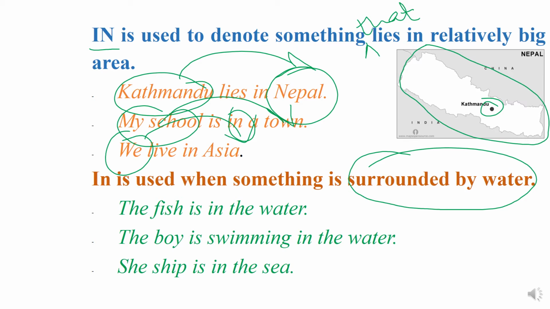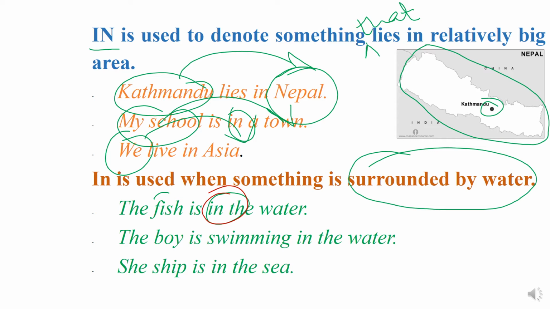The fish is in the water. Let me use another color here. The fish is in the water. The fish is surrounded by the water. Yes, the border of the fish is water. It is in the water.